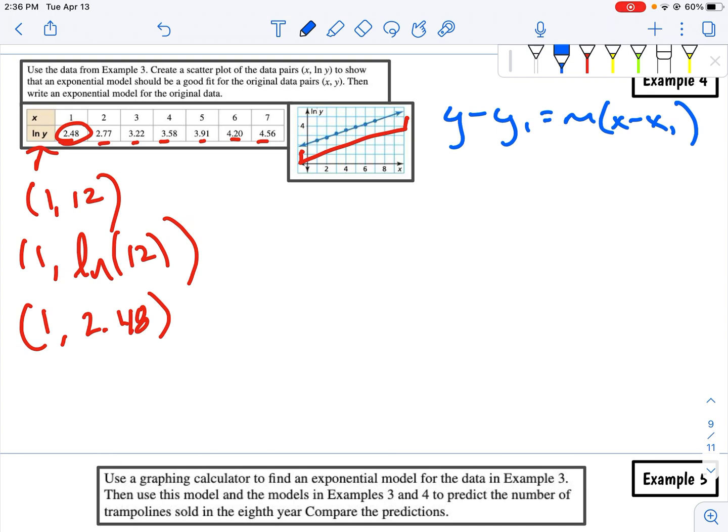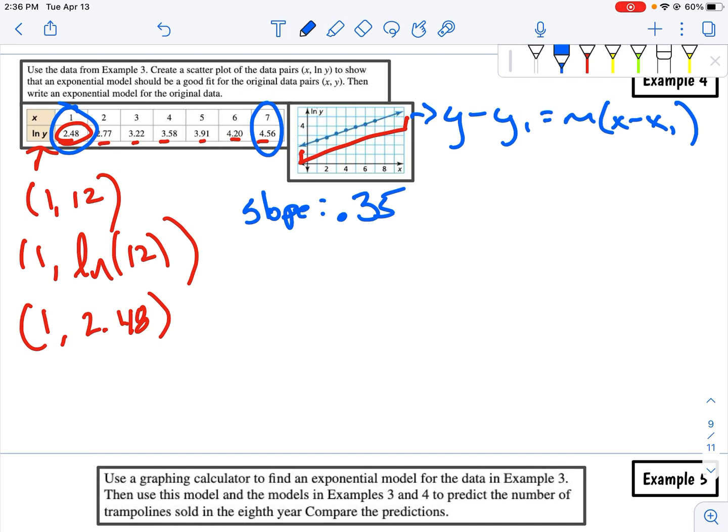So if we choose 2 points on our line, let's say we choose this first point, and let's say we choose our last point. We choose 2 points on a line, we can find our slope. In this case, our slope would be 0.35. And then we can plug one of these points into our equation, and we can write an equation for this line. So let's do that.